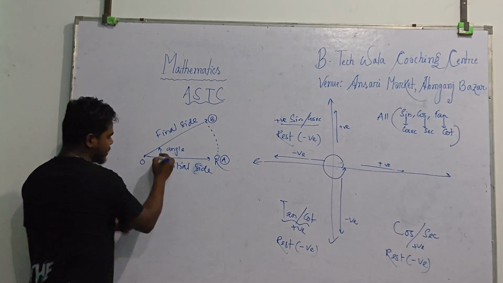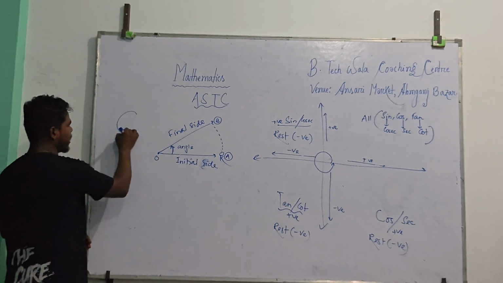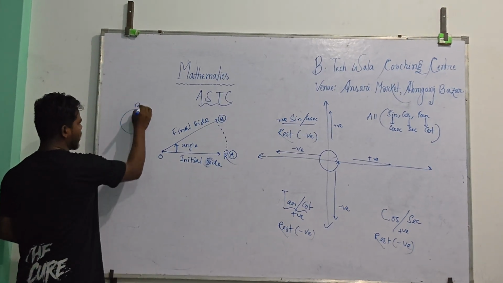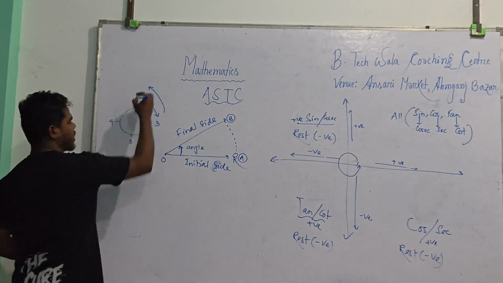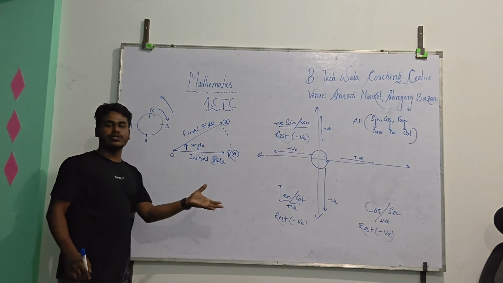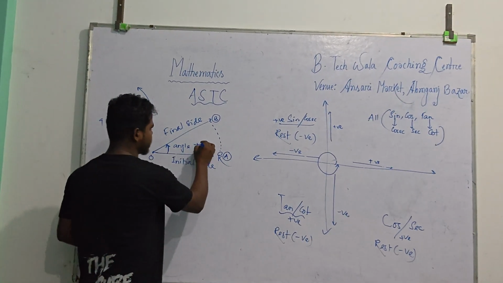This is the positive, anti-clockwise direction, right? This is 12, 6, 9, that is the 3. This is the clockwise direction, and this is the anti-clockwise direction. Now this angle is formed in the direction of anti-clockwise. That's why this angle is positive.